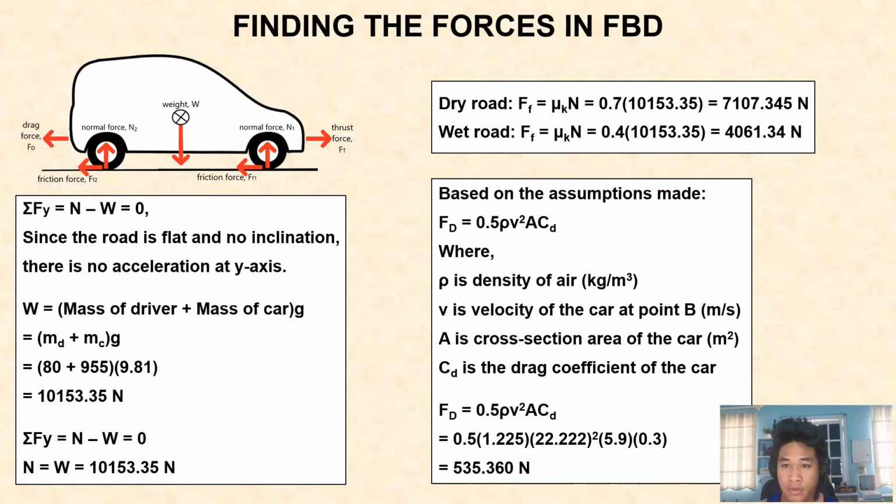For all of the following variables, we have calculated them before and we just need to input them into the formula, where rho is 1.225, the velocity is 22.222 m/s, the cross section of the car is 5.9 m², and the drag coefficient of the car is 0.3. Now we just put in the values we obtained, and we will obtain the drag force, which is 535.36 Newton.